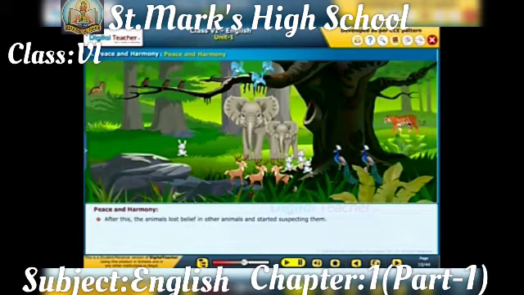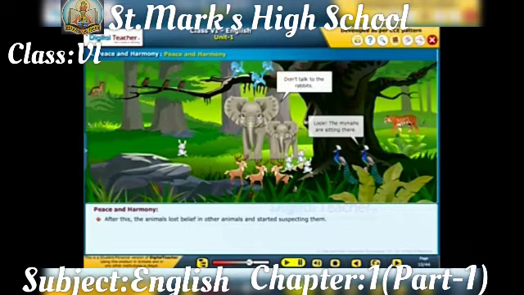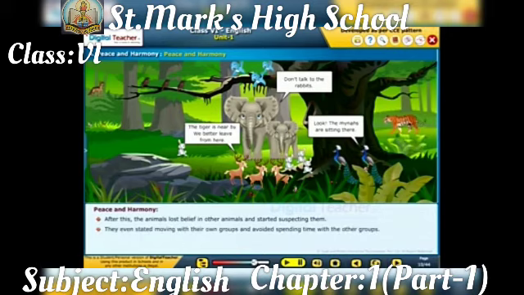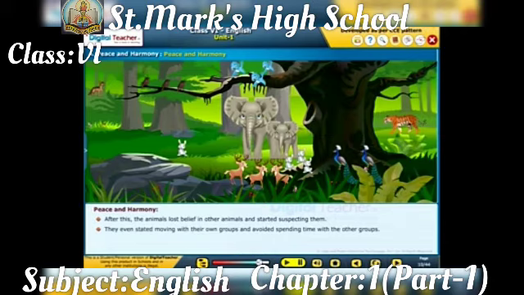After this, the animals lost belief in other animals and started suspecting them. "Don't talk to the rabbits. Look, mynahs are sitting there. The tiger is nearby. We better leave from here." They even started moving with their own groups and avoided spending time with the other groups. Hunt time.